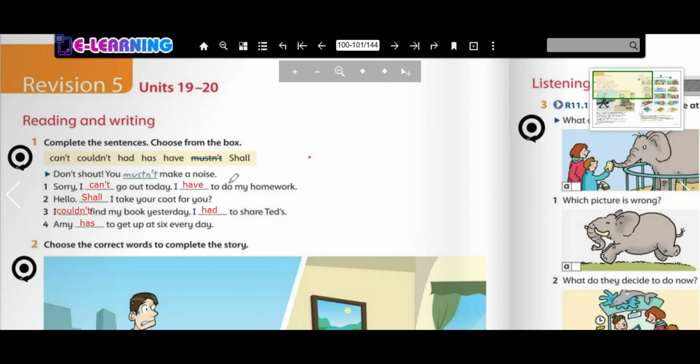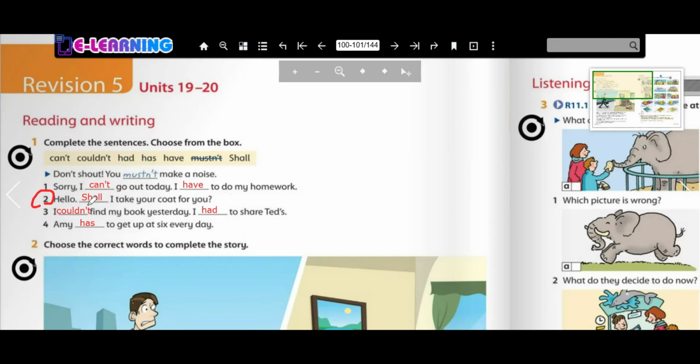All right, so these are the answers for exercise 1. Let's look closely at each sentence, okay? Number 1: "Sorry, I can't go out today. I have to do my homework." So why do we use can't? Because you can see today, right? It's in the present. So that's why we use can't. And I have to verb, right?